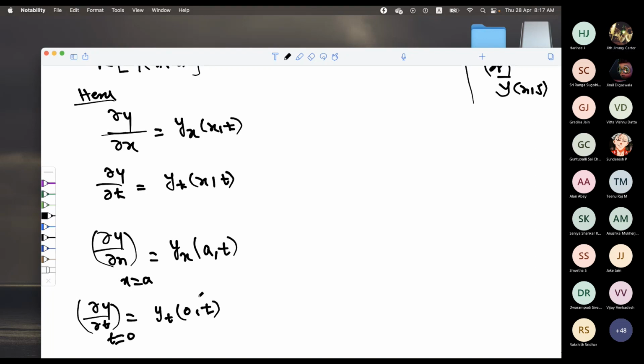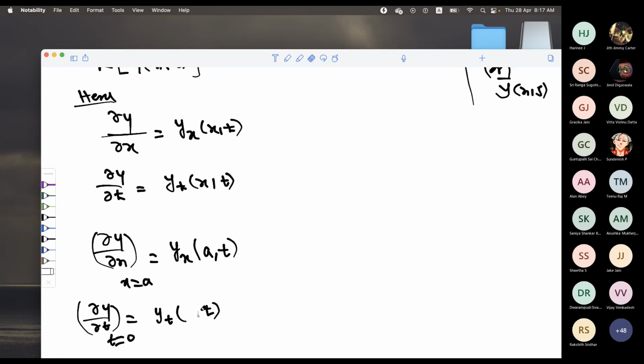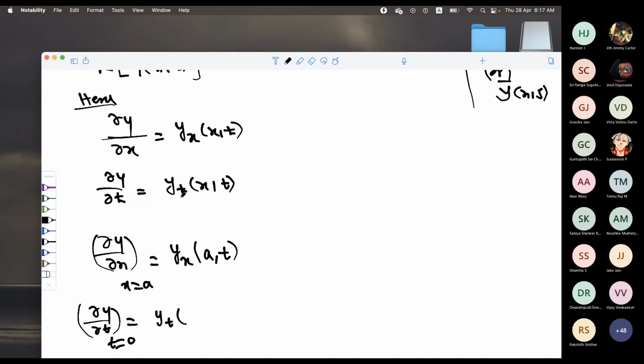Is it clear? Sir, I think y_t of x comma 0. I think this is x comma 0, because in the t place only we are replacing it. It is right. It is x comma 0.